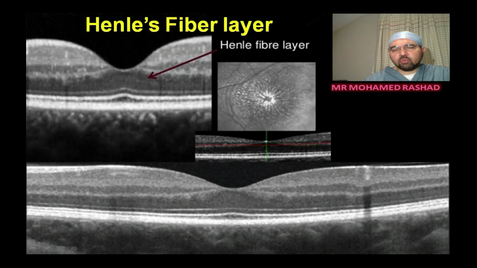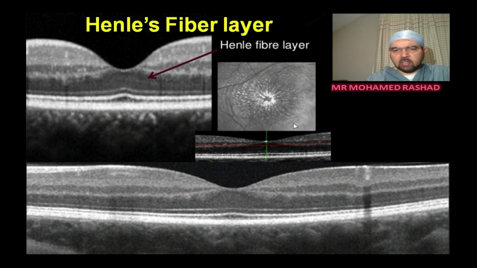The Henle fiber layer, which is the axonal part of the photoreceptors, is a separate layer in the OCT because the reflectivity is different from the outer nuclear layer and the outer plexiform layer. And if we take an en-face image, which is a coronal section, you can see here the nice Henle fiber layer striations, which you can see when you have any exudates or any pathology in this layer, like neuroretinitis. You can see the exudates accumulating in this layer in this radial appearance.